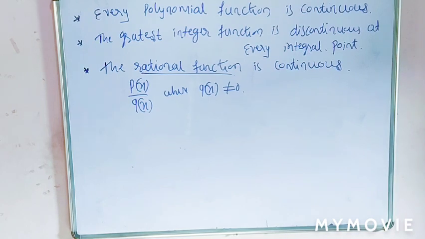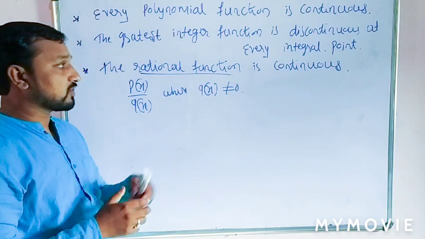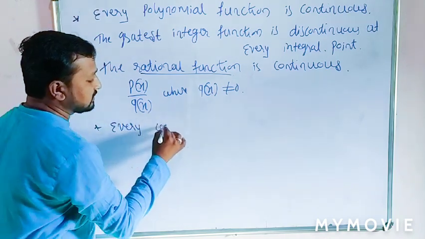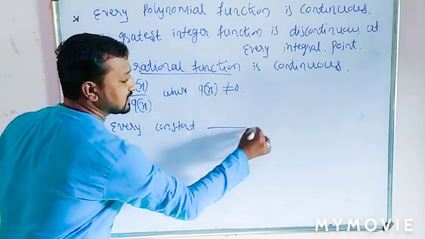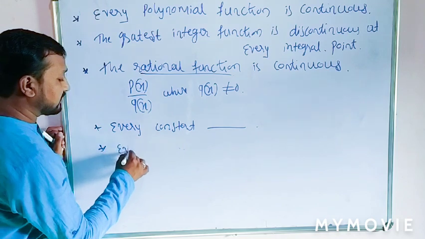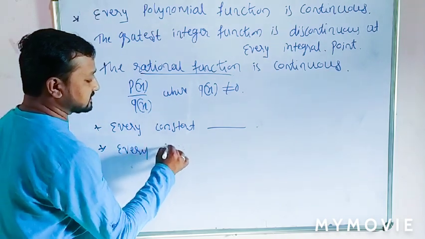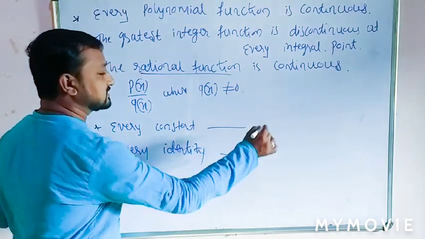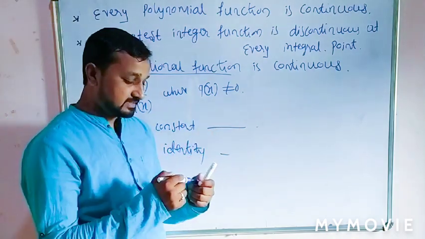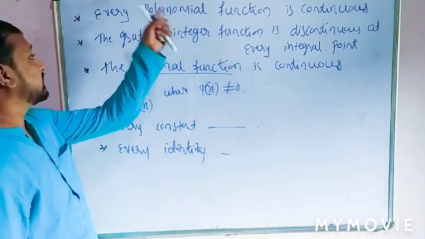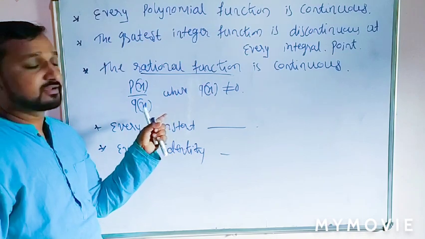And next, we already know from the previous class that every constant function is also continuous, and every identity function is also continuous. We discussed this in the previous class. Here these are the important points, so while solving problems, these points are useful. Is that clear? Very simple.